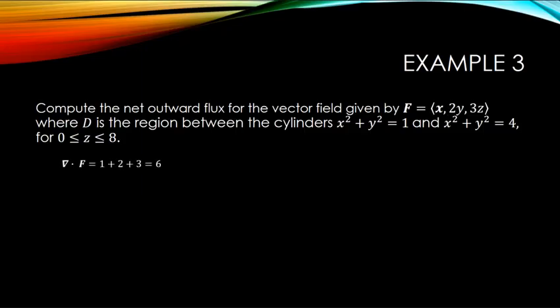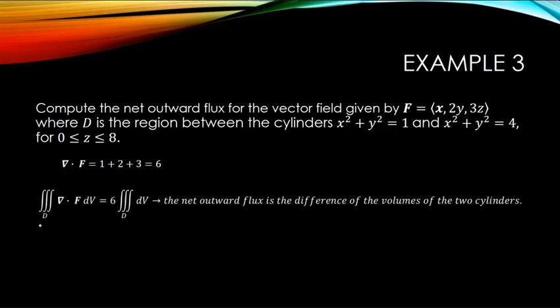Del dotted with f gives me 1 plus 2 plus 3, which is equal to 6, so that my triple integral over D of del dotted with f dV is simply 6 times the triple integral over D dV. This means that my net outward flux is going to be the difference of the volumes of the two cylinders. The triple integral over D of del dotted with f dV is equal to 6 times (4 pi minus pi) times 8, or 144 pi.